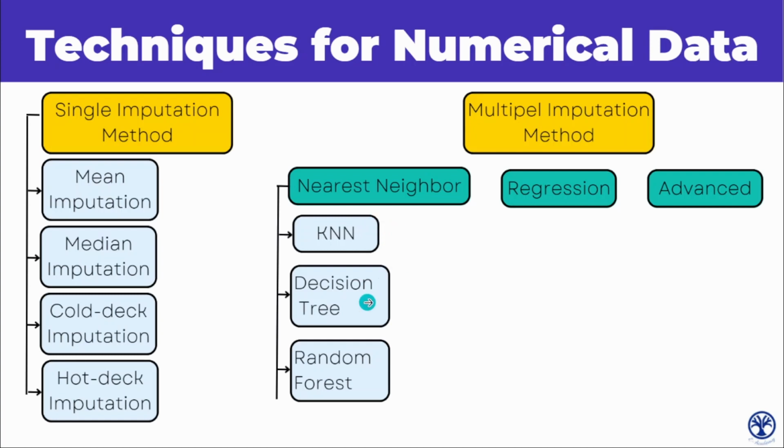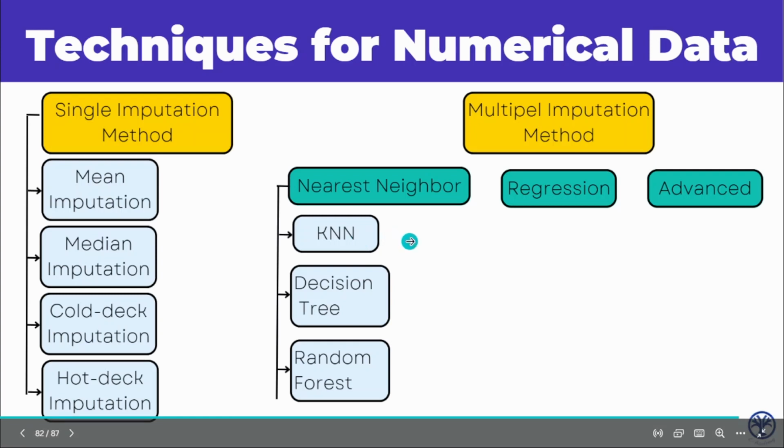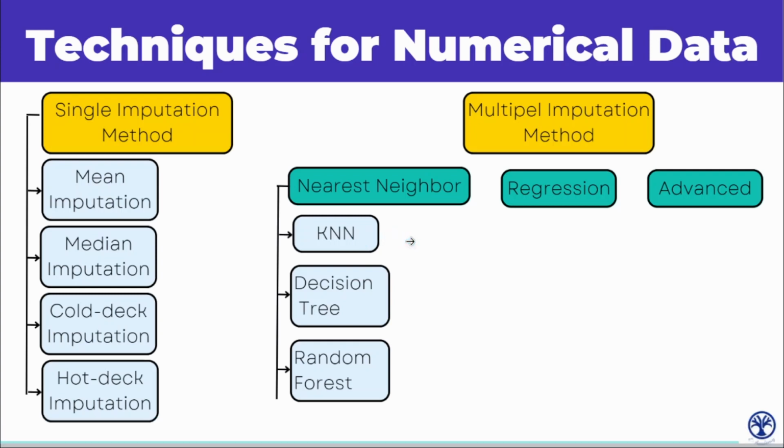The second and third approaches are decision tree and random forest in the nearest neighbor category, and there is also a debate on how decision tree and random forest could fall in the nearest neighbor approach. But definitely we will see in the next videos how decision tree and random forest fit there, as well as the pros and cons and when we have to use these techniques.